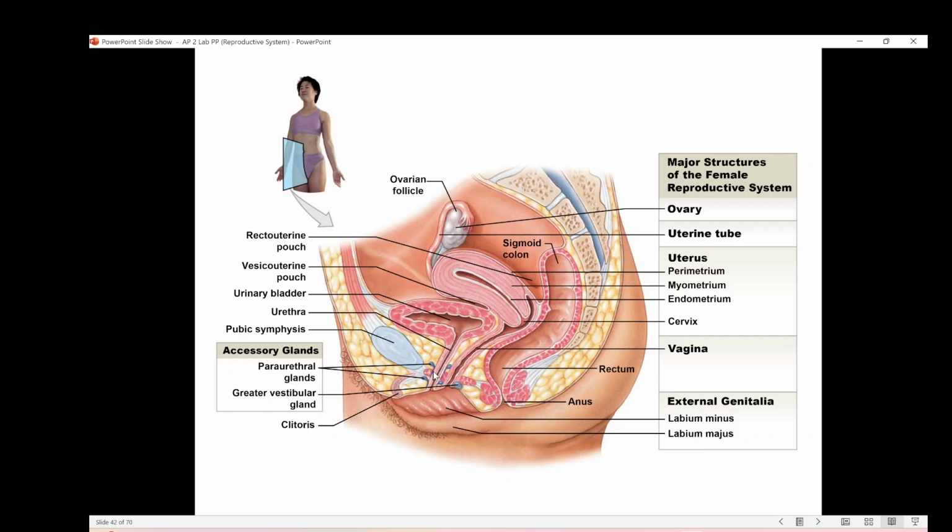This is the equivalent gland in a female right here. This is called the greater vestibular gland. And by the way, a lot of times in medicine and gynecology, they'll call them Bartholin's glands.